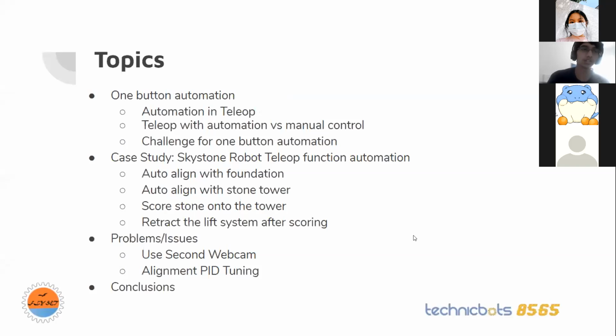So our agenda for this is going over what one-button automation is, what automation in Teleop is, Teleop with automation versus manual control, and the main challenge for one-button automation. Our case study is, in simple words, making the robot score 1 stone by pressing 1 button on a gamepad. And then I'm going to go over some problems and issues I've had. They're like really small problems I've had. And then I'm going to go over the conclusions.